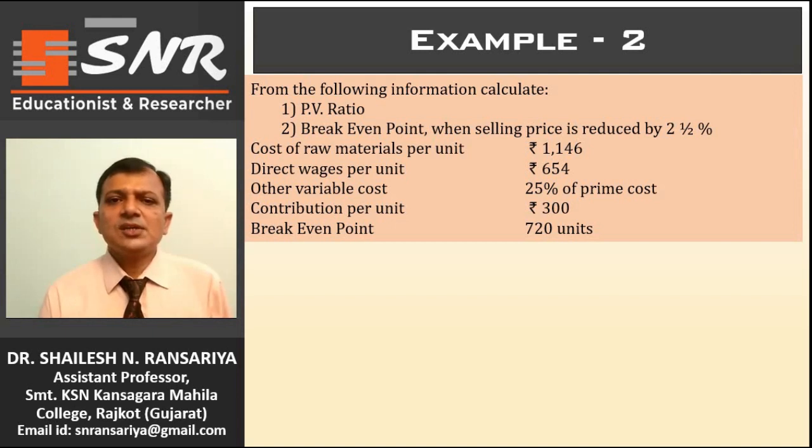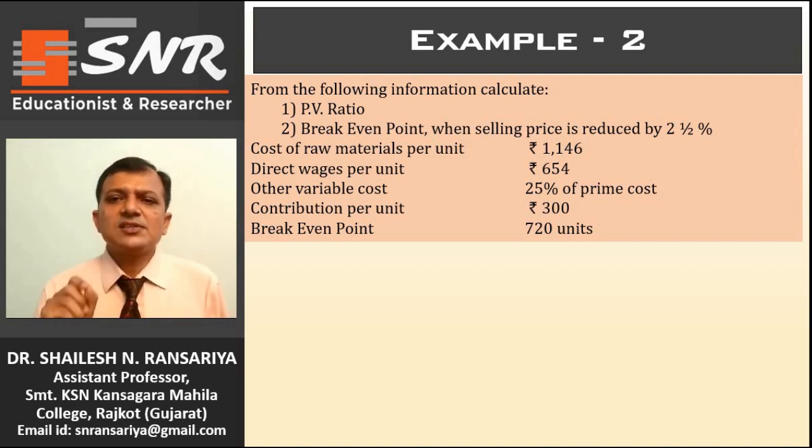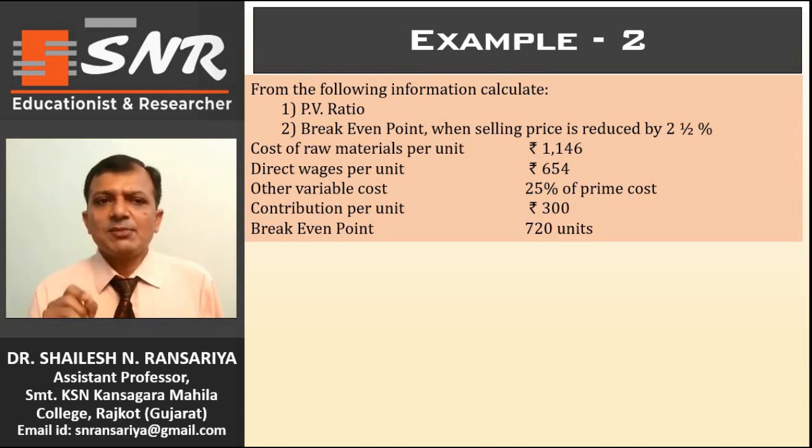Now you see in this example, variable expenses are given in different forms like material, direct wages and other variable costs. With this, contribution is also given and break-even point is given. So selling price is not given in this example. So first we have to calculate total variable expenses, then we will calculate selling price, then we can calculate fixed expenses with the help of break-even point.